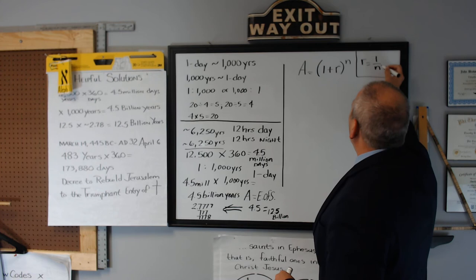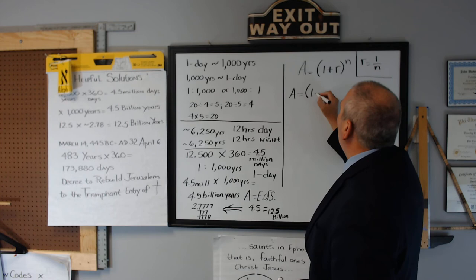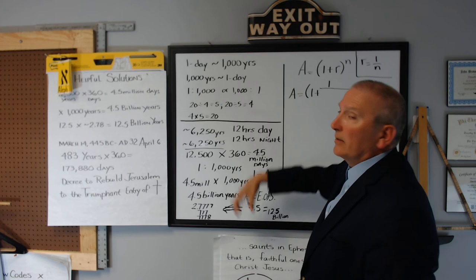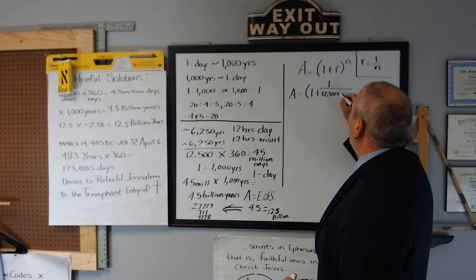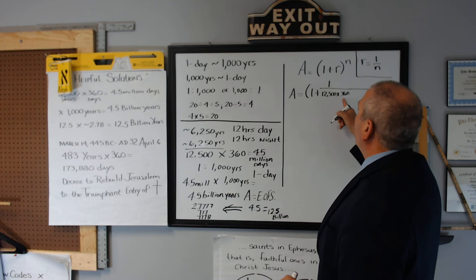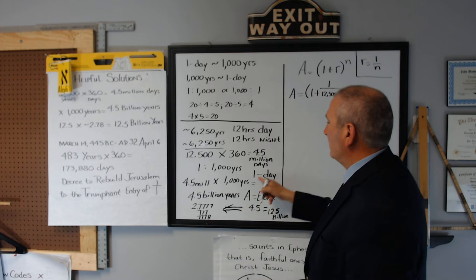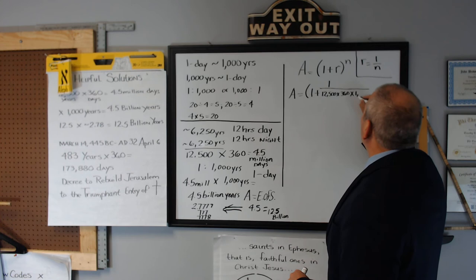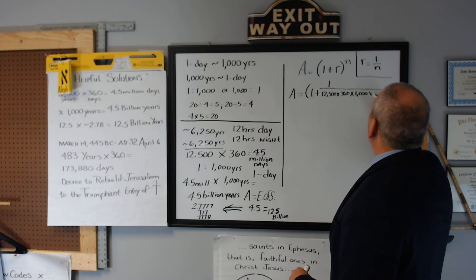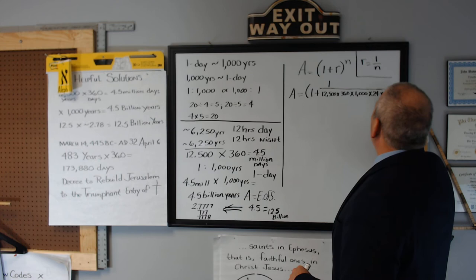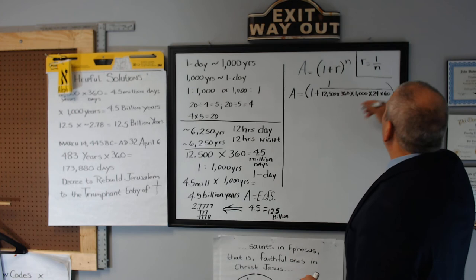So you just take A equals 1 plus, and then let's write 1 over, and let's take his number here, 12,500 times 360. Let's just take that 360, and let's go ahead and multiply that by 1,000, and since that's days, times 24 hours times 60 minutes. It doesn't matter how big that number is, you see. So that's our n in this 1 over n. So let's then just put that number up there, this entire number, whatever that equals.